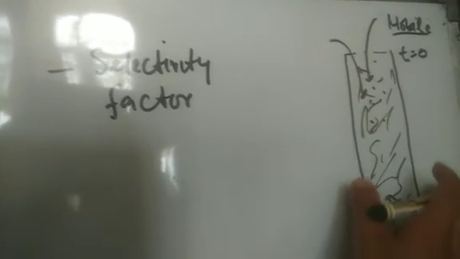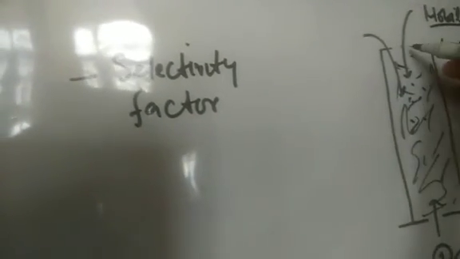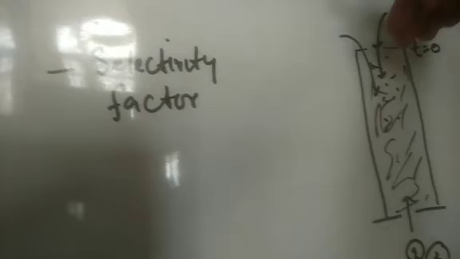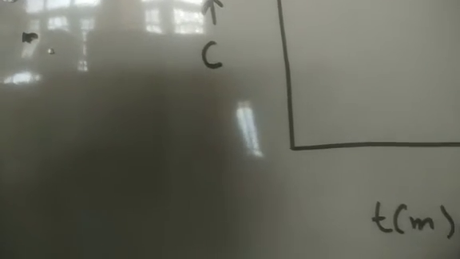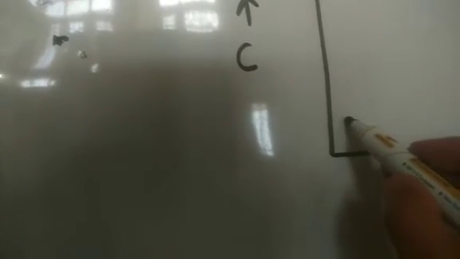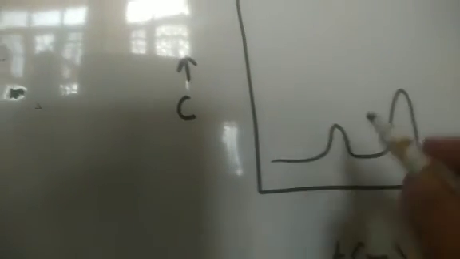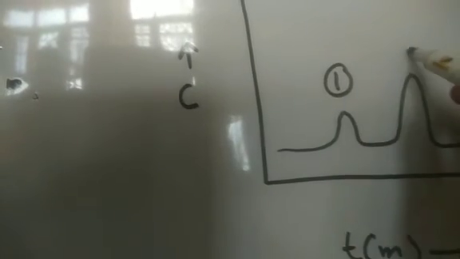The column is packed with a stationary phase, and meanwhile we are allowing the mobile phase to flow through it. Now let us see the chromatogram. The instrument will give us a graph like this, where this is our signal, let us say the conductivity response, and this is the time scale in minutes, the retention time. So we'll get peaks like this, two analytes, this is peak 1 for analyte 1, and another is peak 2.